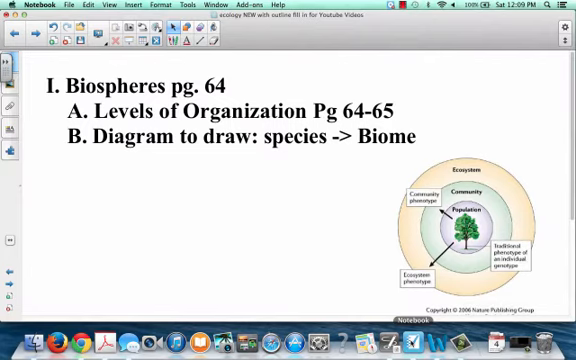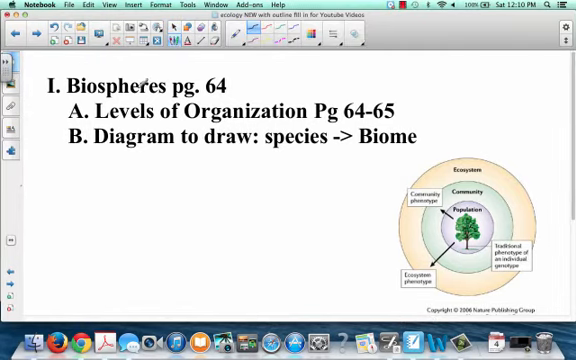Okay, so we are going to look at what a biosphere is and what are the different types of biospheres that we have. So first, before we talk about that, I want to go over the levels of organization from earlier in the year. We talked about how organelles make up cells, and cells make up tissues, and tissues make up organs, organs make up organ systems, and organ systems make up organisms. Well, in ecology, we start with the organism, and we talk about a group of organisms that are of the same type. We define that as a species.